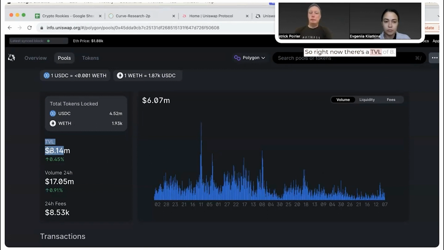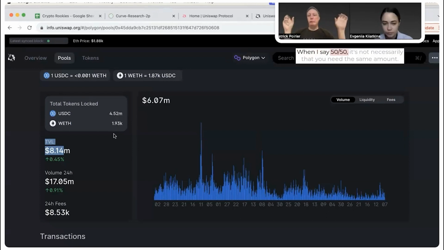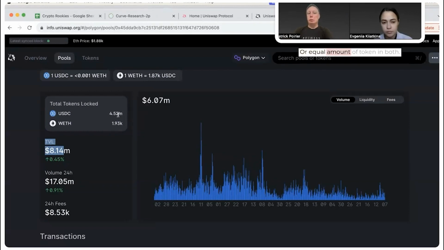So right now there's a TVL of 8.14 million. That means there's $4.7 million worth of USDC and $4.7 million worth of Ethereum. But because the price of Ethereum is a lot higher than $1, compared to USDC, which is $1 compared to the US dollar, you need a lot less in the pool to be balanced 50-50. When I say 50-50, it's not necessarily that you need the same amount or equal amount of tokens in both.